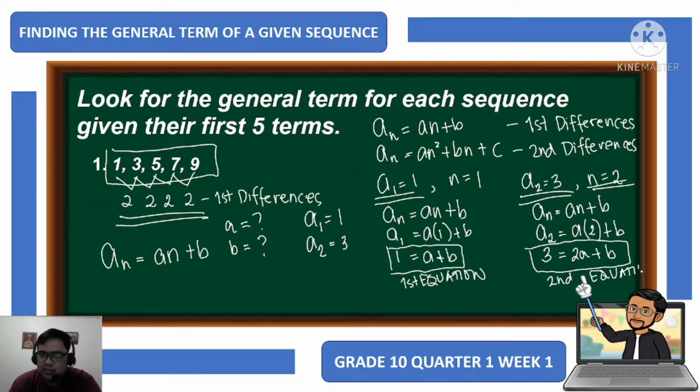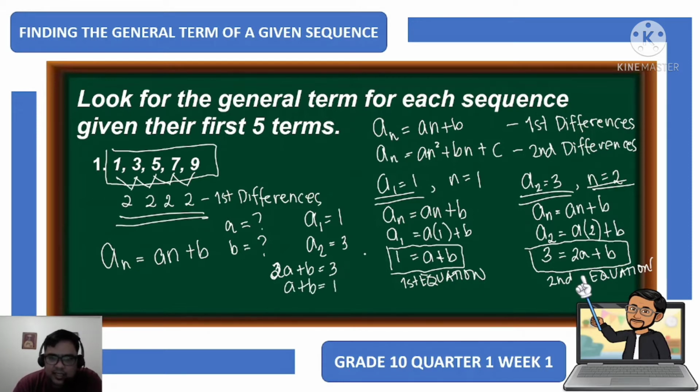So, since we already have two equations, we have now a system of linear equations. So, paano yon? Yung Grade 8 kayo, paano ba yung ginagawa? Diba, usually, ang ginagawa natin is, kokopyahin muna natin, let's say 2a plus b is equal to 3, then a plus b is equal to 1.